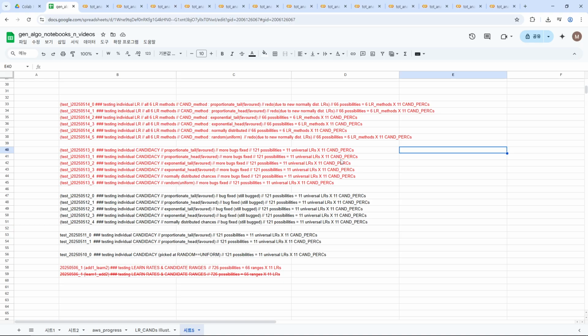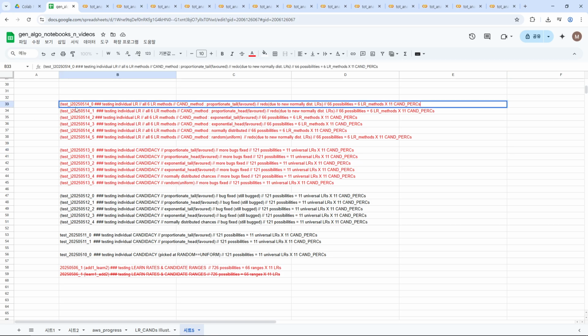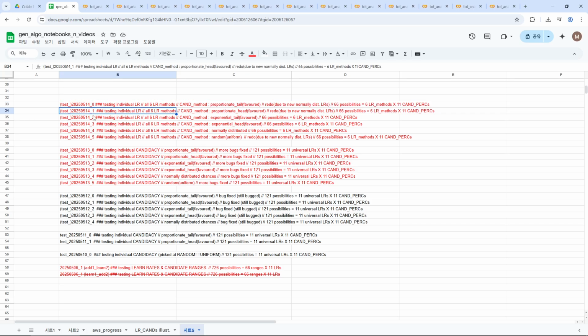So that's another 6 notebooks just added. And then the next one, where they're titled 2025-05-14 underscore 0 or underscore 1 or 2 or 3 or 4 or 5, all the way from 0 through 5, exactly that.